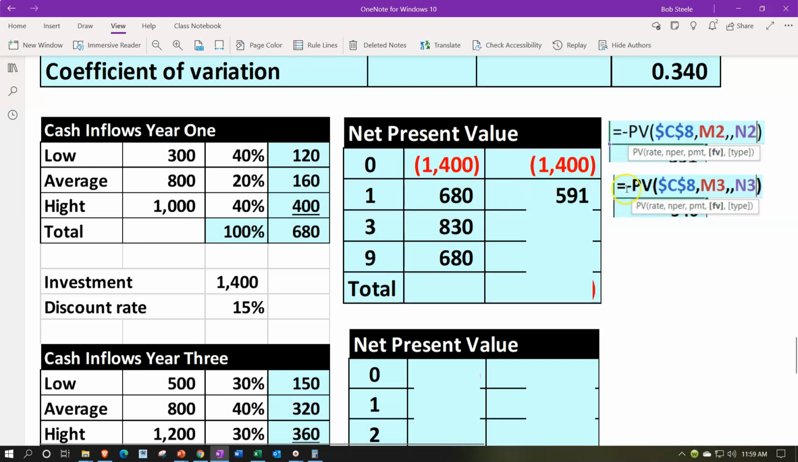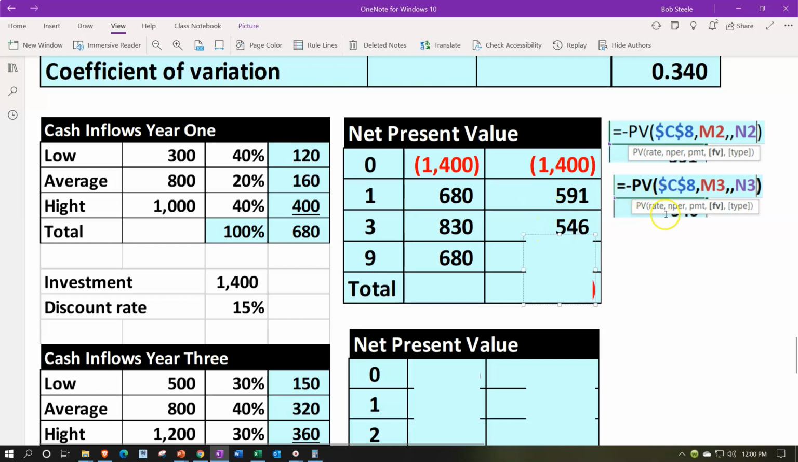So the negative present value is going to be the rate, same cell here, which is that 15% absolute reference, comma, number of periods, which is now going to be 1. So it's picking up this 1 here. Instead of hard coding it, the cell reference goes down from M2 to M3, and then comma, comma, future value at 680. So we discount it back, giving us the 591.